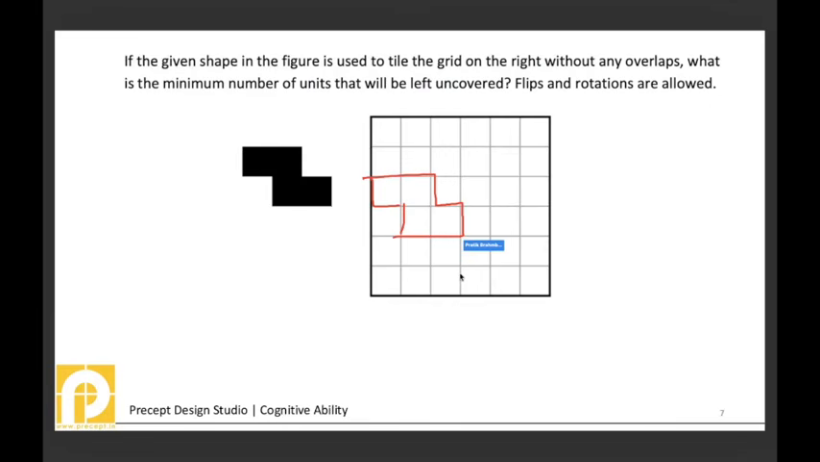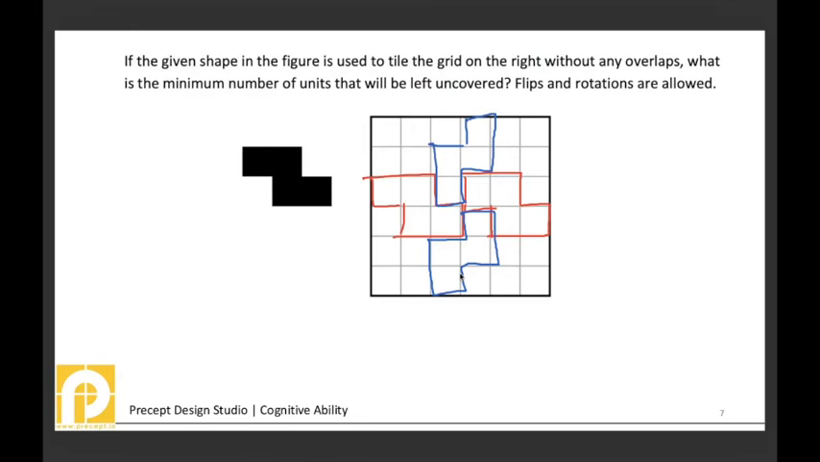Okay, 1, and second, next we tile it here. Once again. Okay, yeah. And we tile it here. Sorry, here. Okay, so that completes our 4 shapes.